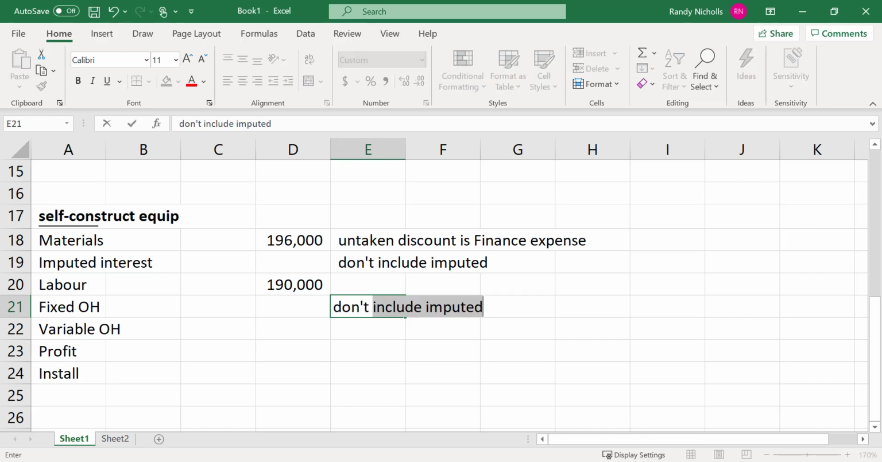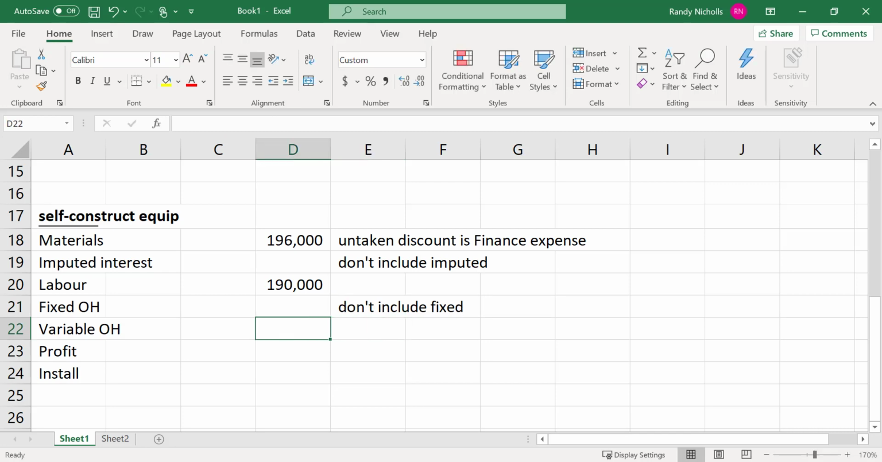You can't include fixed overhead. I mean, that's an allocation of expenses that were going to occur anyway, so you don't include them. But variable overhead, you can. The logic being those are costs you incurred because you constructed this asset.